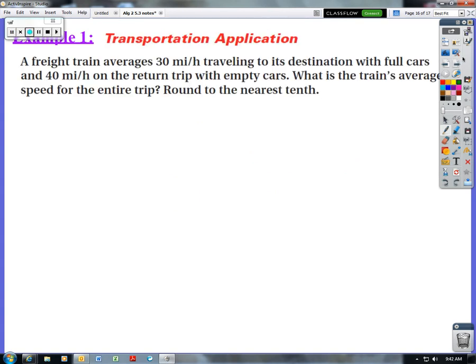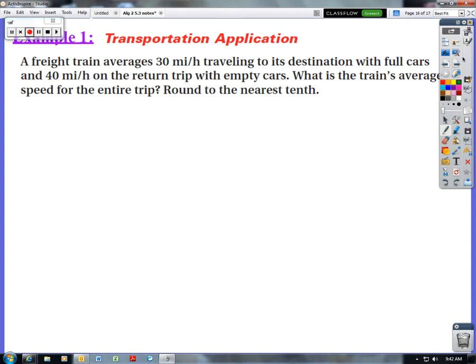And guess what? We are on our last example, I do believe. These problems are rather interesting. They're somewhat tricky. You have to think about them a certain way, otherwise they're really confusing. We've got a freight train averaging 30 miles per hour traveling to its destination with full cars and 40 miles per hour on the return trip with empty cars. What is the train's average speed? And it's not as simple as adding 30 plus 40 and dividing by 2. Sad to say.